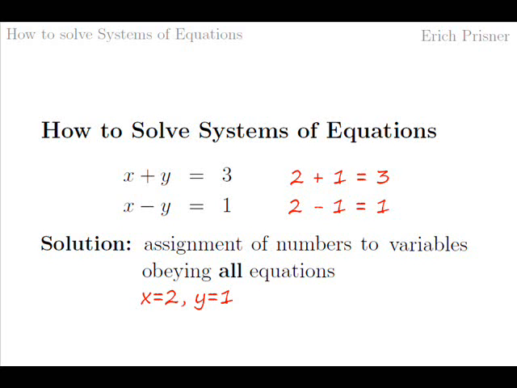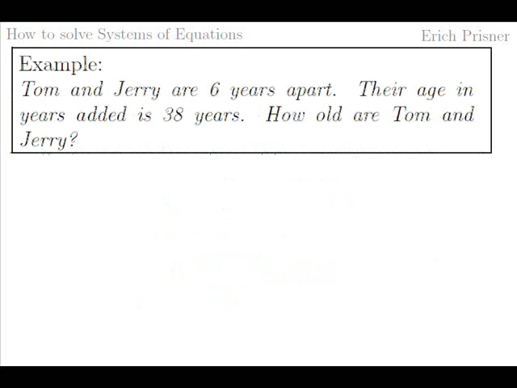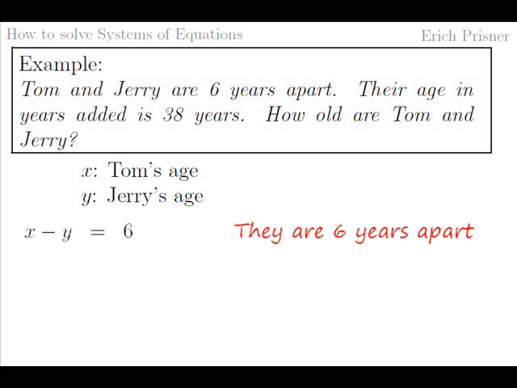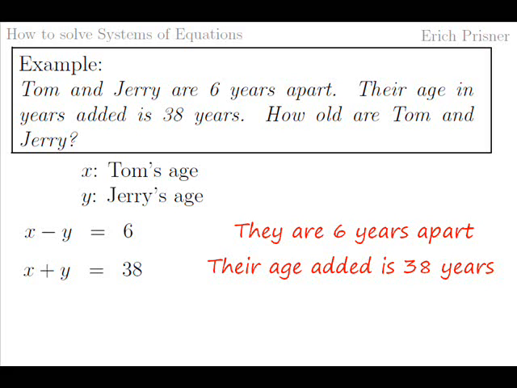Such systems of equations often result from word problems, like the following. Tom and Jerry are 6 years apart. Their age in years added is 38 years. How old are Tom and Jerry? We model this by assigning the variable x to Tom's age and the variable y to Jerry's. Assuming that Tom is the older one, the first sentence translates into x minus y equals 6. The second sentence translates into the equation x plus y equals 38.